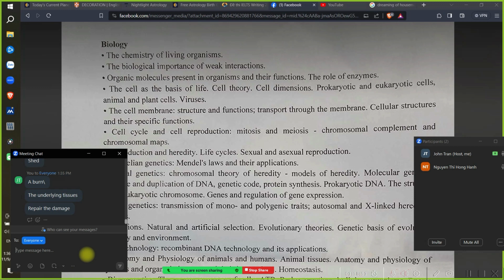Nó sẽ sửa chữa cái thiệt hại gây ra bởi cái vết phỏng đó một cách rất là nhanh hơn và thường xuyên hơn. Mà không nhu cầu, không có cần nữa thì nó không undergo mitosis thôi, đơn giản như vậy. If there's no need for mitosis, then it will not undergo mitosis, you know.